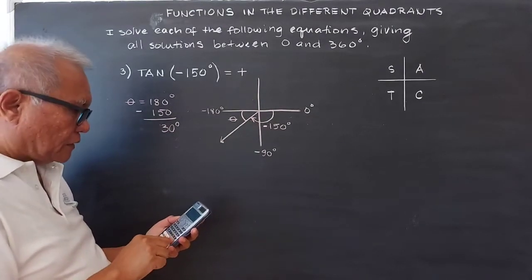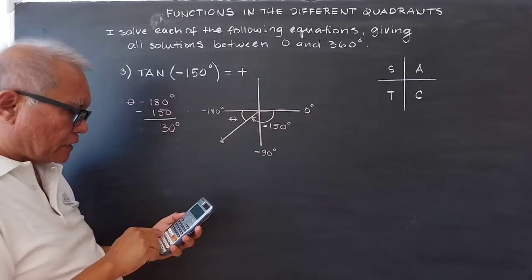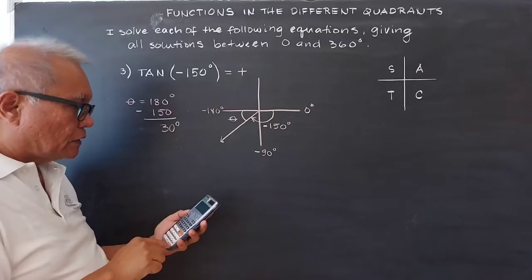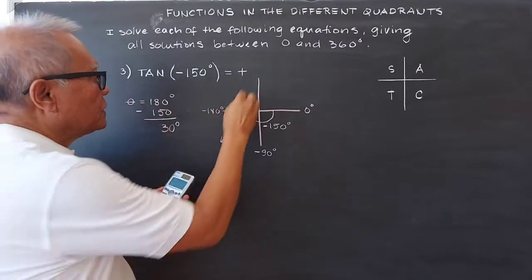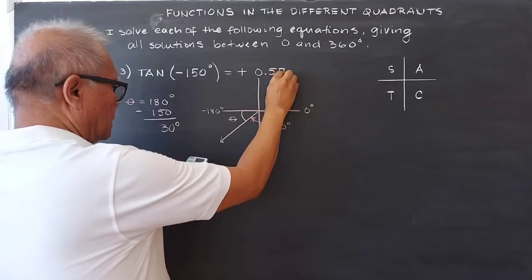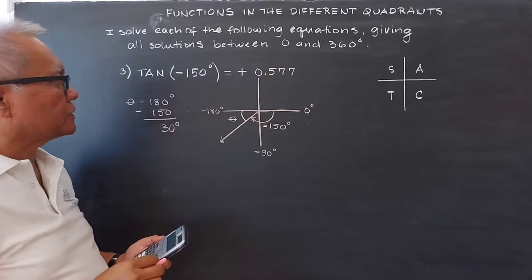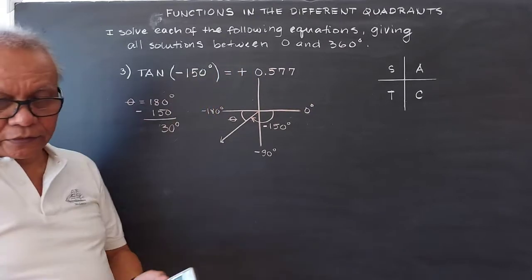Negative tangent of negative 150 is positive 0.577. Round it off up to 3 decimal places. So it is positive there.